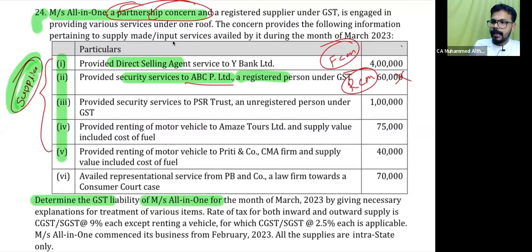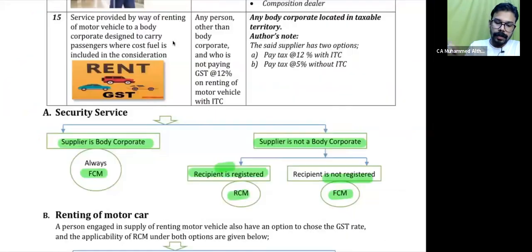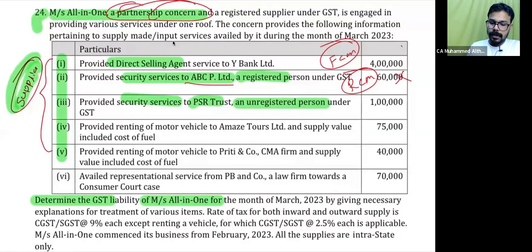Third case, read it and tell me whether it is FCM or RCM. Again, security services, but to a PSR trust, an unregistered person. I have already shown you this: when the recipient is not registered, then FCM. Since the recipient is an unregistered person, it is FCM. So the supplier shall pay the GST. Who is the supplier? This all-in-one partnership firm. So we have to add it to the GST liability of the all-in-one partnership firm.